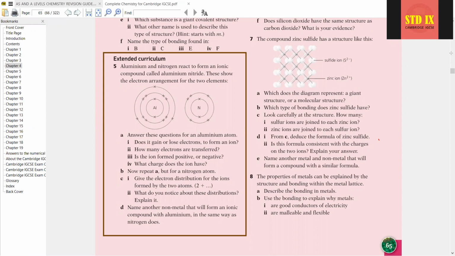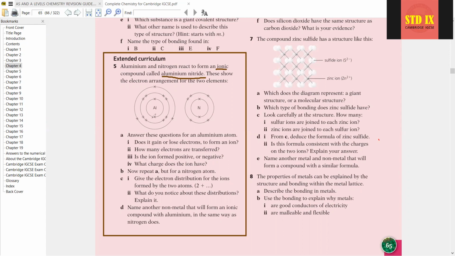Okay. So aluminium and nitrogen react to form an ionic compound called aluminium nitride. What you really need to remember here is that the compound is ionic and the name is aluminium nitride. So basically, ionic compound: aluminium nitride. This you need to remember.